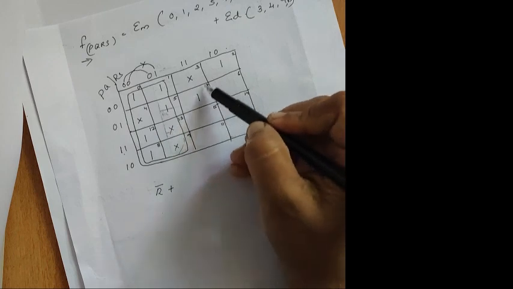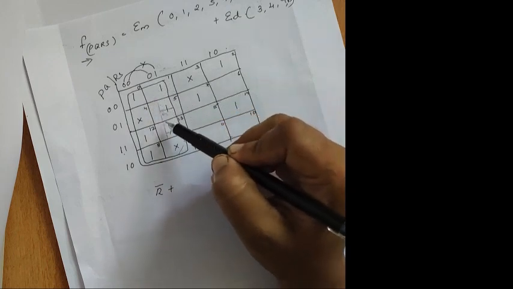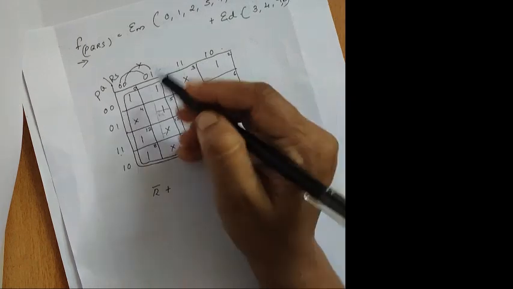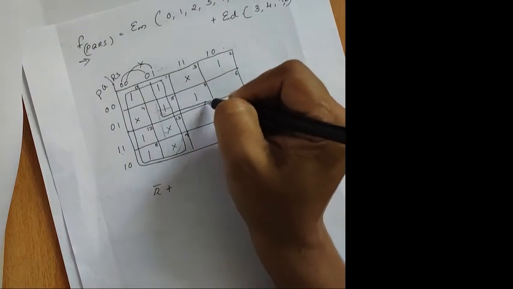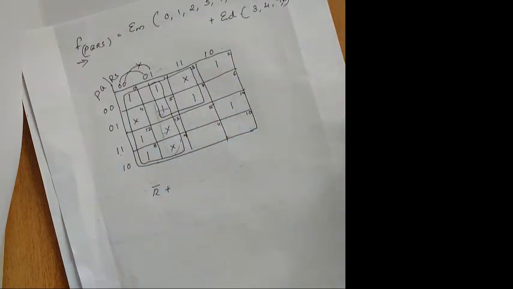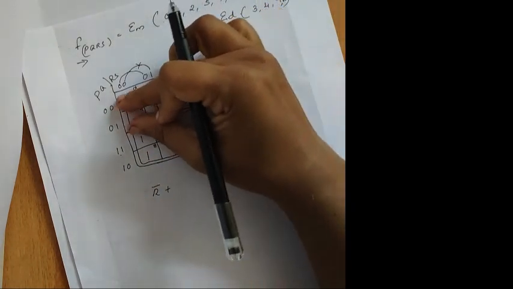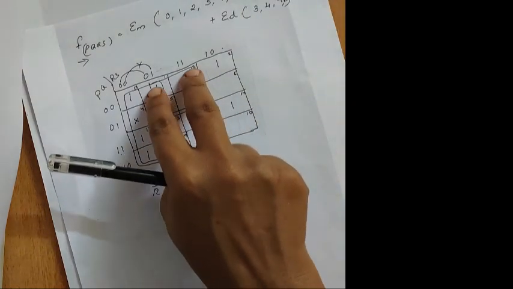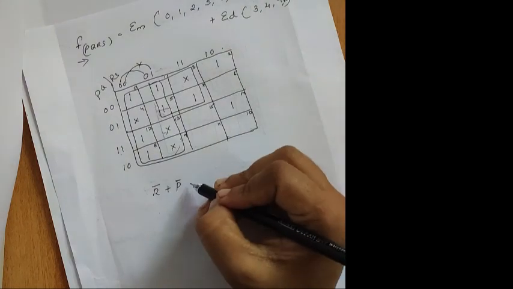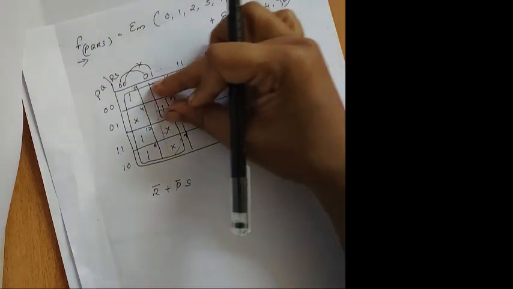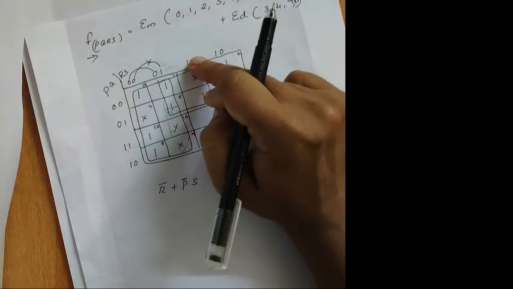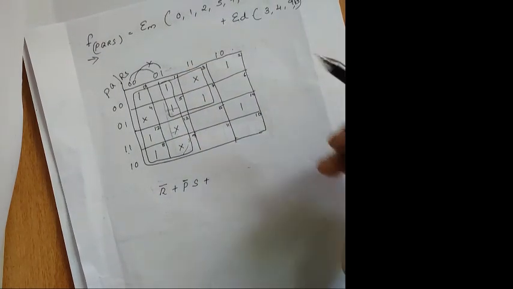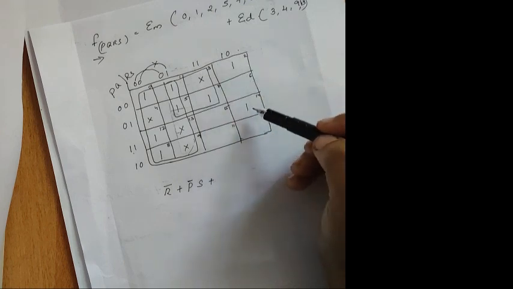Then you want to consider this as a 4-bit data. Isn't it? If you want to take this, you have to take this as a 4-bit data. So you can take this. Corresponding, what is the data over here? P bar. And the data over here which is not changing is S. This is P bar and this is S. Okay. Plus. Now I have to consider these two terms.